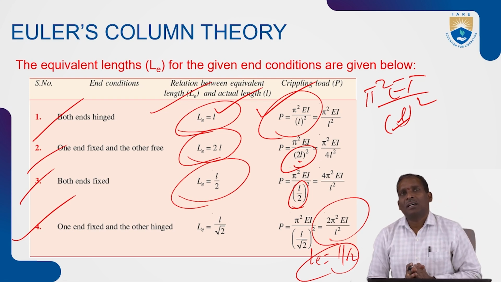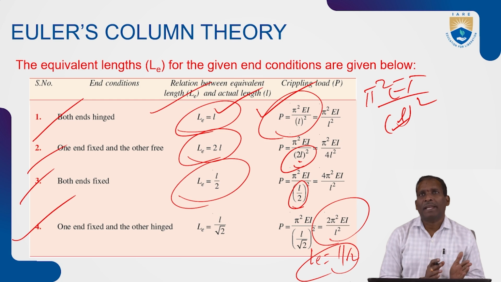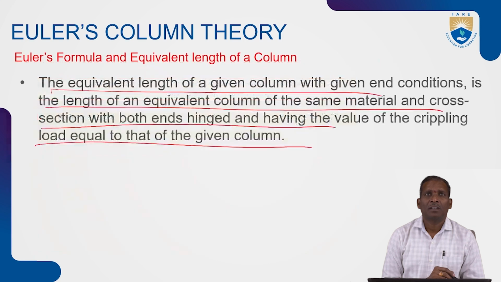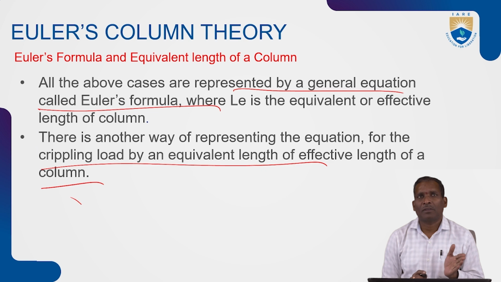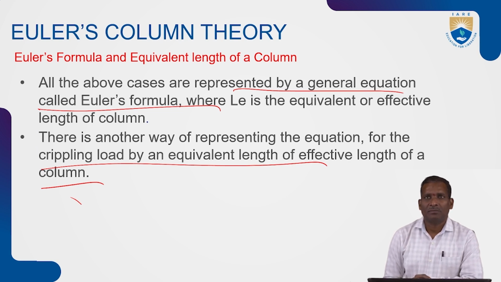So these are the equivalent lengths for the given end conditions, up to now, whatever we have derived. The equivalent length of a given column with given end conditions is the length of an equivalent column of the same material and cross section with both ends hinged, having a crippling load equal to that of the given column. So LE is the equivalent or effective length of the column represented by the general equation, that is called Euler's formula. We have already discussed this.